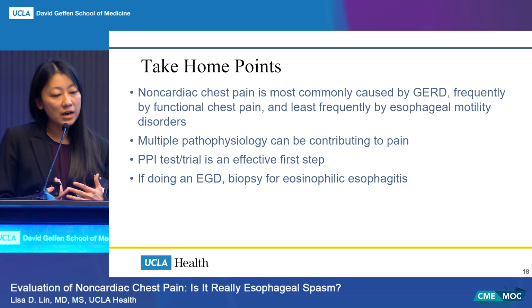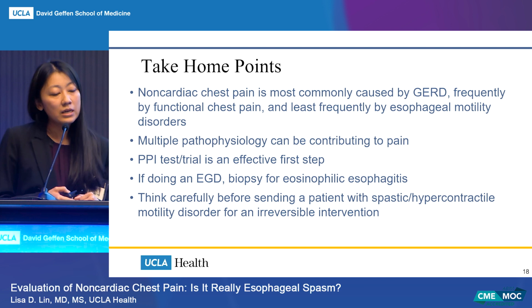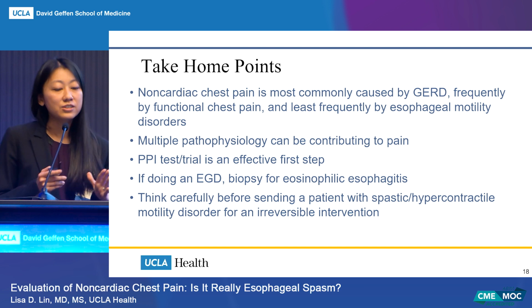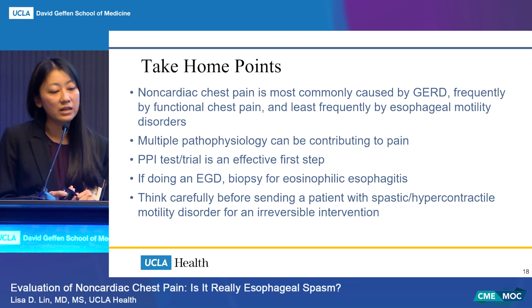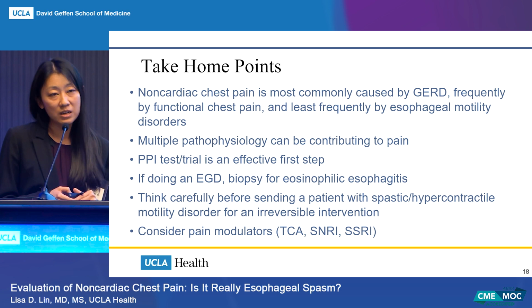If doing an endoscopy, I would recommend taking biopsies for eosinophilic esophagitis to rule that out. I encourage you to think carefully before sending a patient with a non-achalasia, spastic, or hypercontractile motility disorder for an irreversible intervention like a myotomy. Think carefully about whether you really think this is causing their symptoms. And also consider pain modulators if you think there's a component of esophageal hypersensitivity.